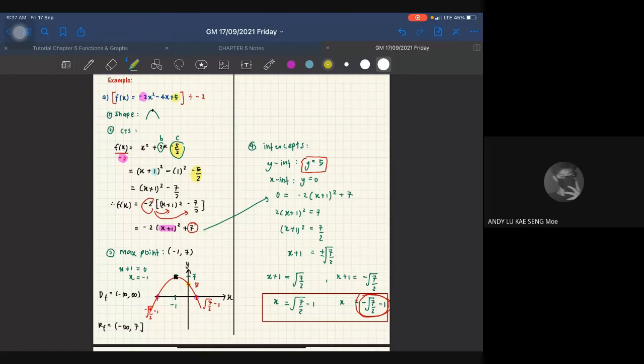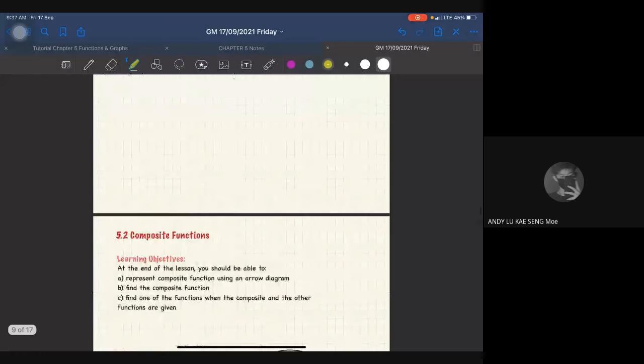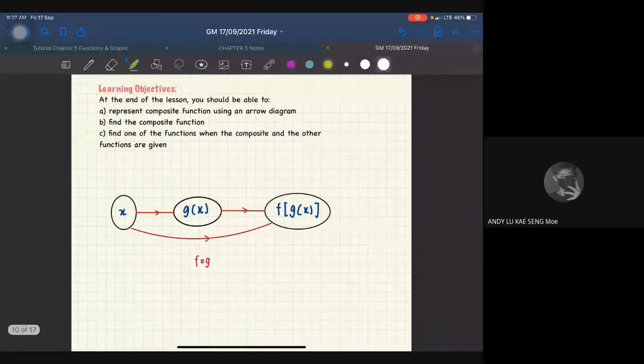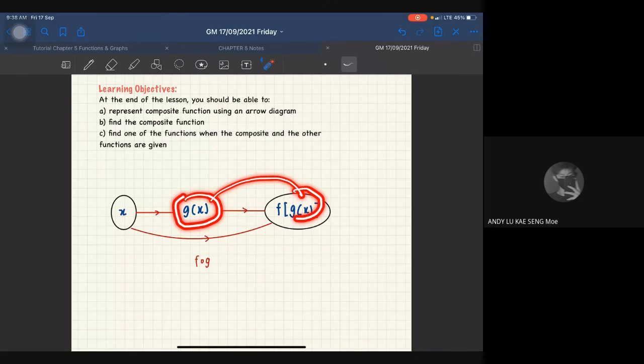Okay, so composite function ni sekejap je insyaAllah. Okay, so composite function, kita lompatlah learning objectives dia. Okay, so this is our arrow diagram. So untuk composite function, given that awak ada satu, this is our input, objek kita. So our input values ni, kita panggil sebagai x. So x ni dia masuk ke dalam gx, and then gx yang kita ada ni pula, dia masuk ke dalam fx.